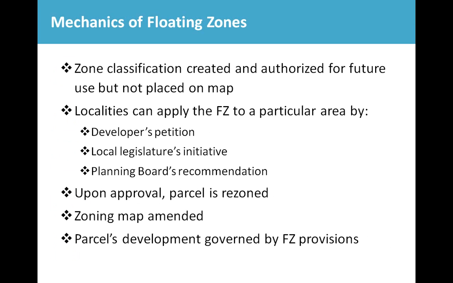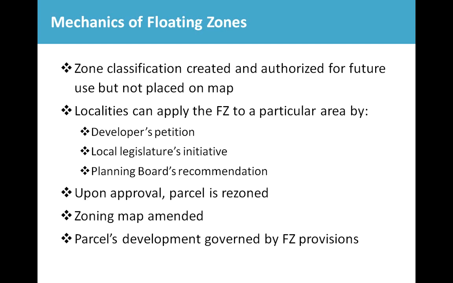In creating a floating zone, a zone classification is first authorized for future use, but it's not actually placed on the zoning map immediately. Instead, developers of compliant parcels are invited to make an application to have the zone applied in a particular location. So floating zones contain standards that supplant the underlying zoning. They can constitute wholesale replacement of the underlying zone, or they can leave in place provisions of the underlying zone where it's consistent with the objectives of the floating zone.